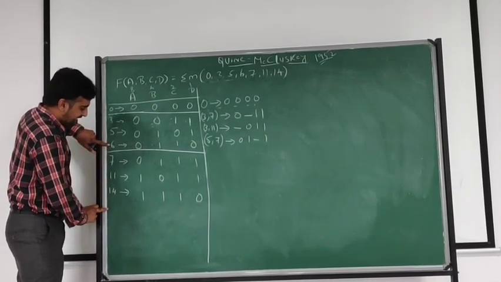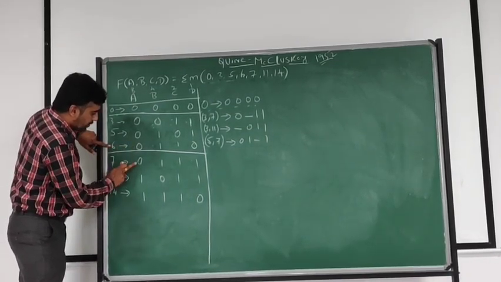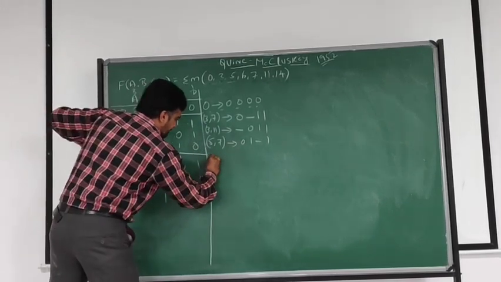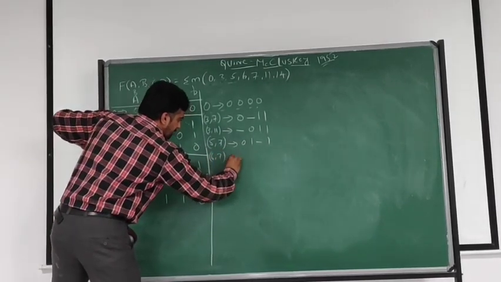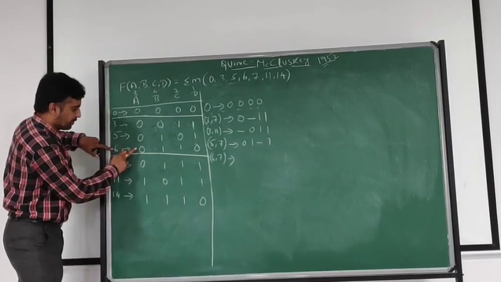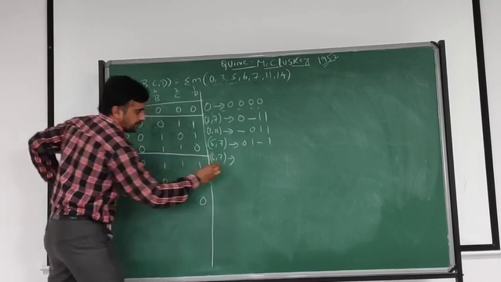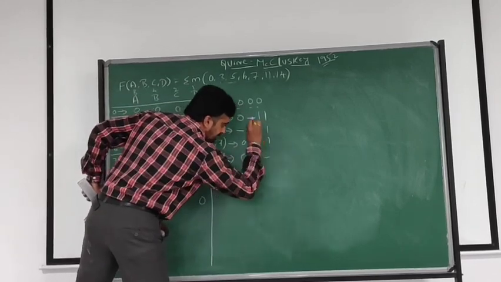6 compared with all the others. 6 and 7: 0, 0 same, 1, 1 same, 1, 1 same, 0, 1 is switching. So 6 and 7 has only one dash representing. So 6, 7 gives 0, 1, 1 dash.